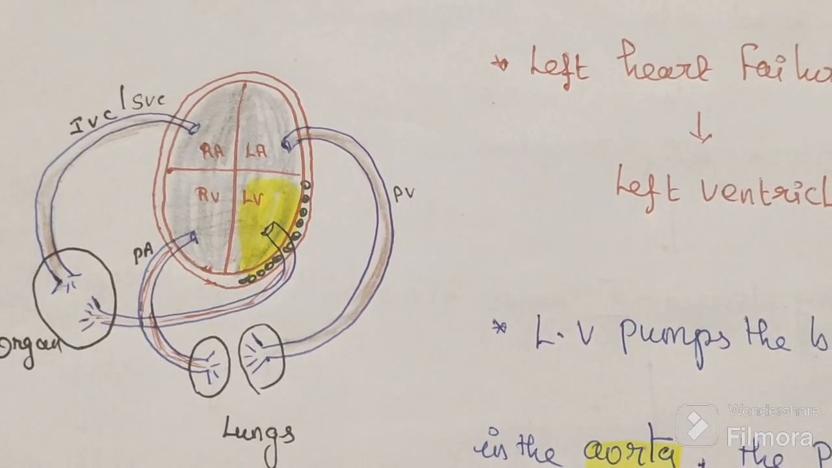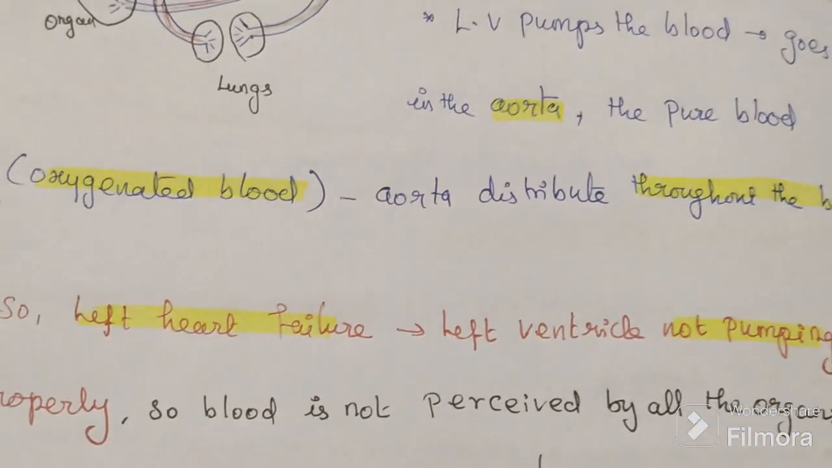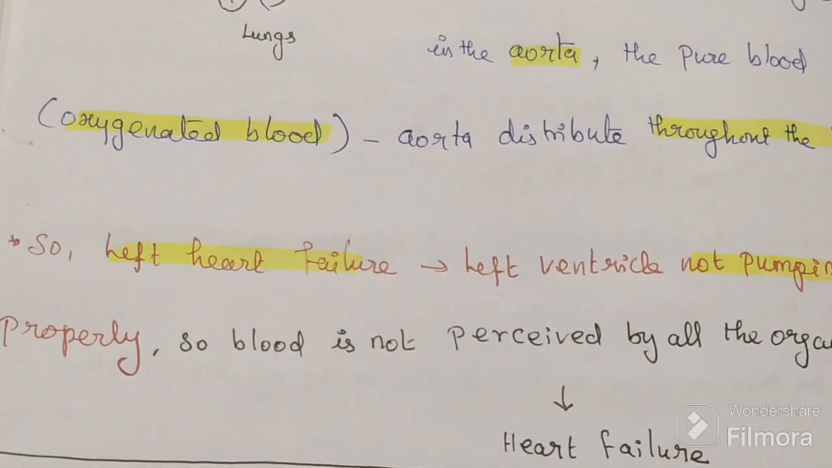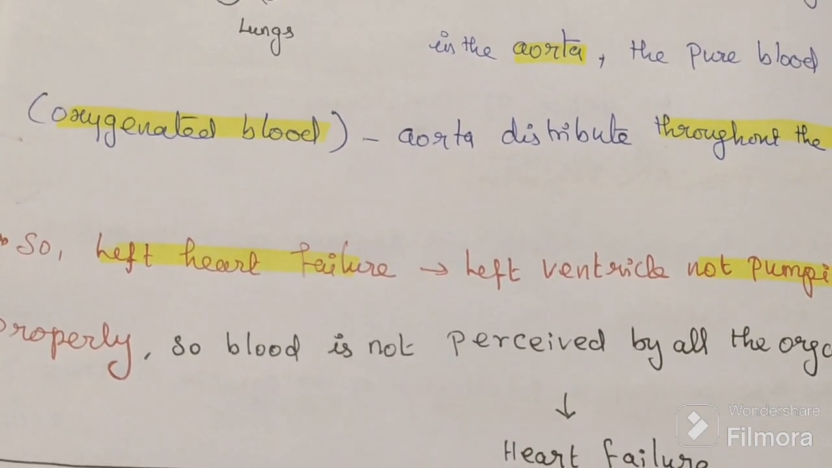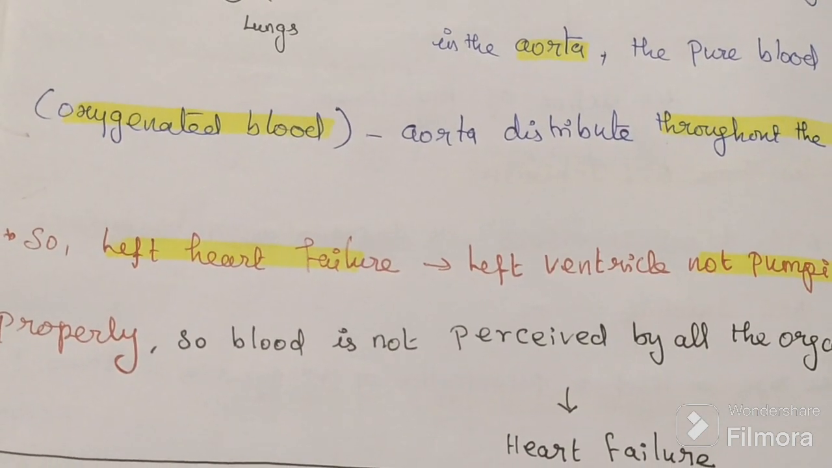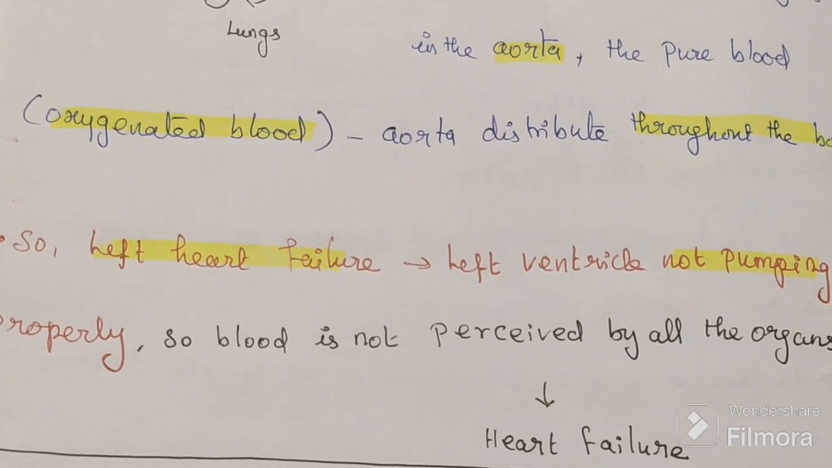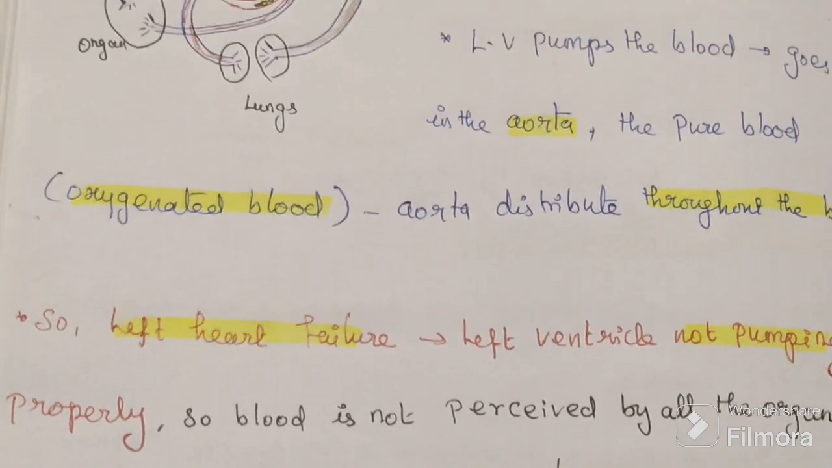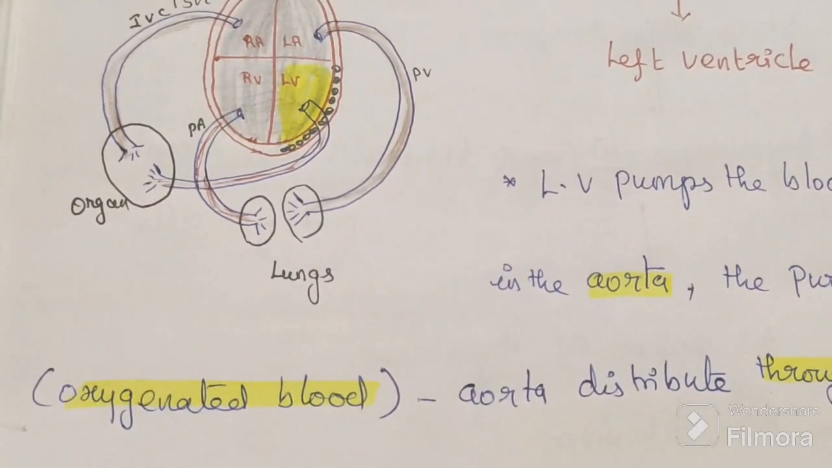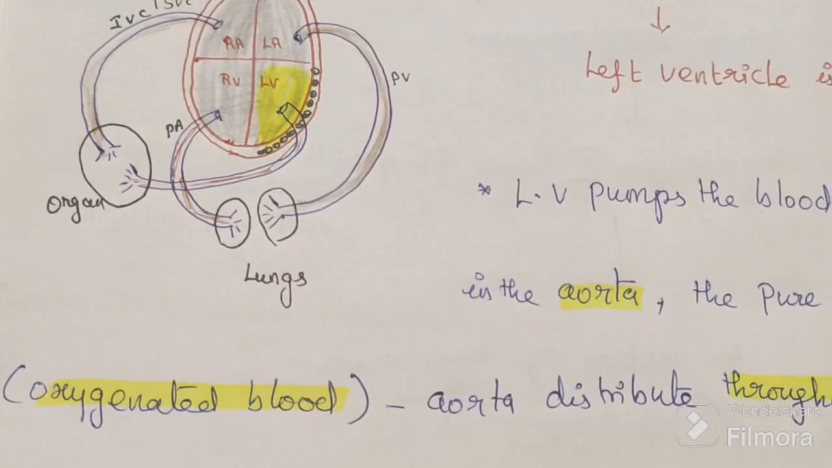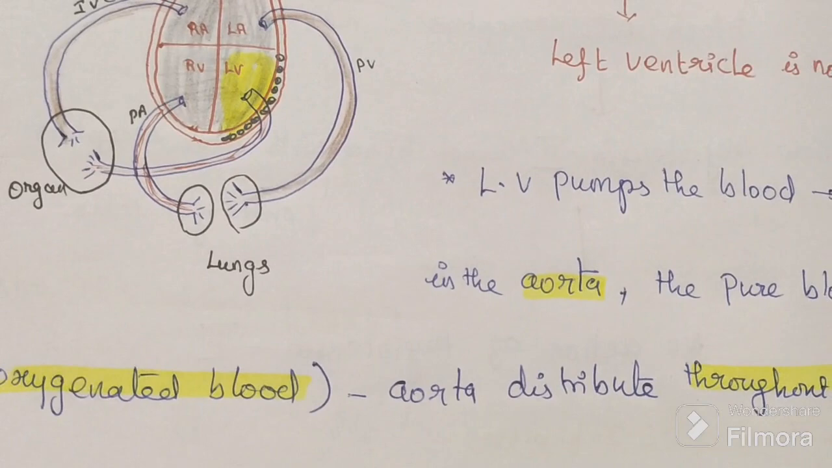We have a backup: sympathetic stimulation. The heart feels an emergency. Blood is not going into the aorta, and all the organs are receiving less blood or no blood. It's an emergency for all the organs. In an emergency, sympathetic stimulation occurs in the body.